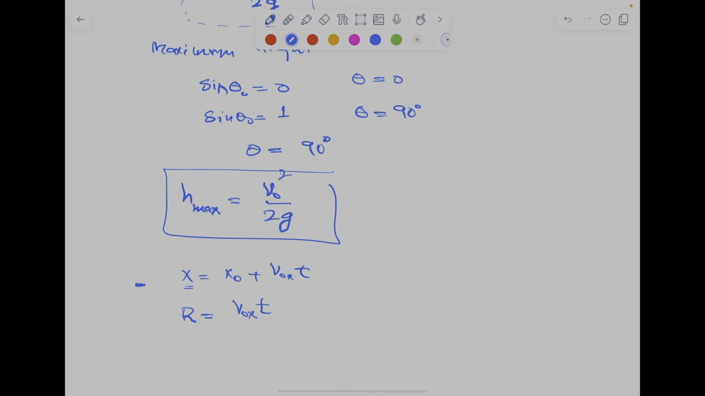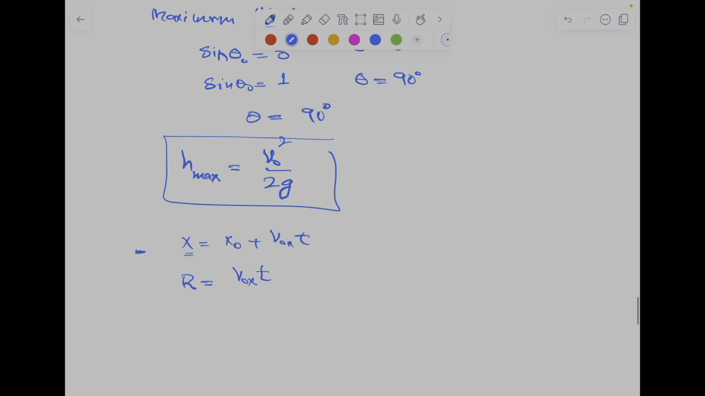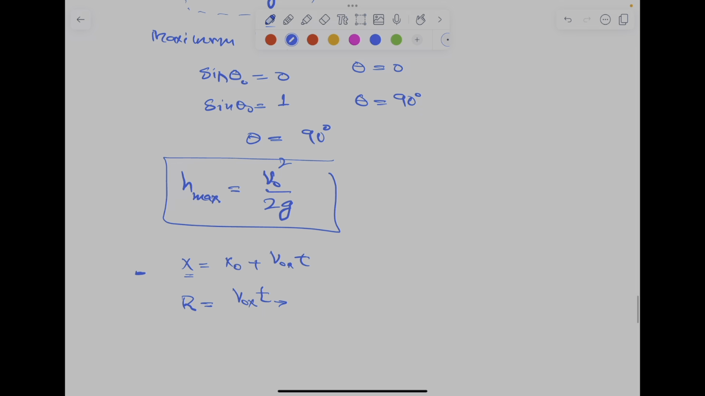So because we don't have time, we need to eliminate time as well. For projectile motion, when you want to calculate time, every time use this y equation. So y is equal to y naught plus v naught of y t plus 1/2 a y t squared. So this is your y equation.